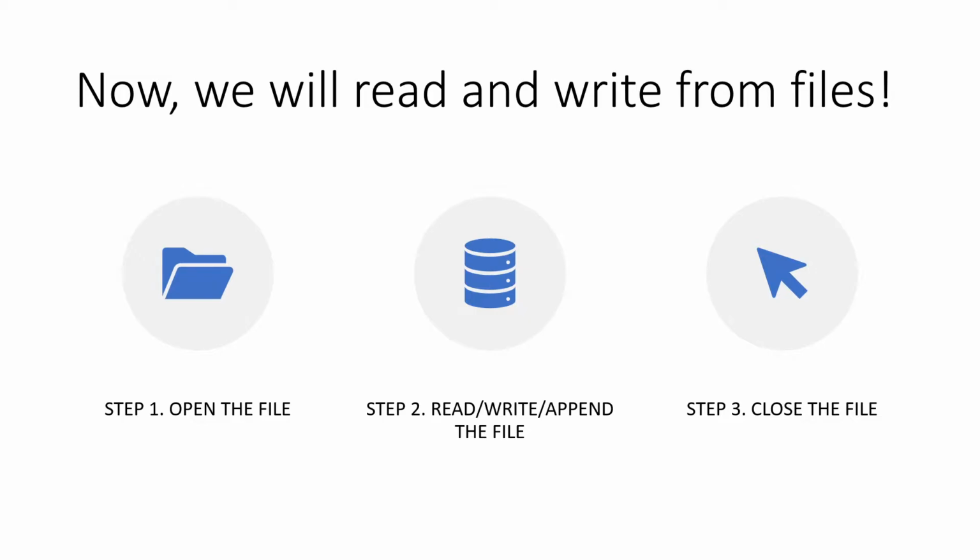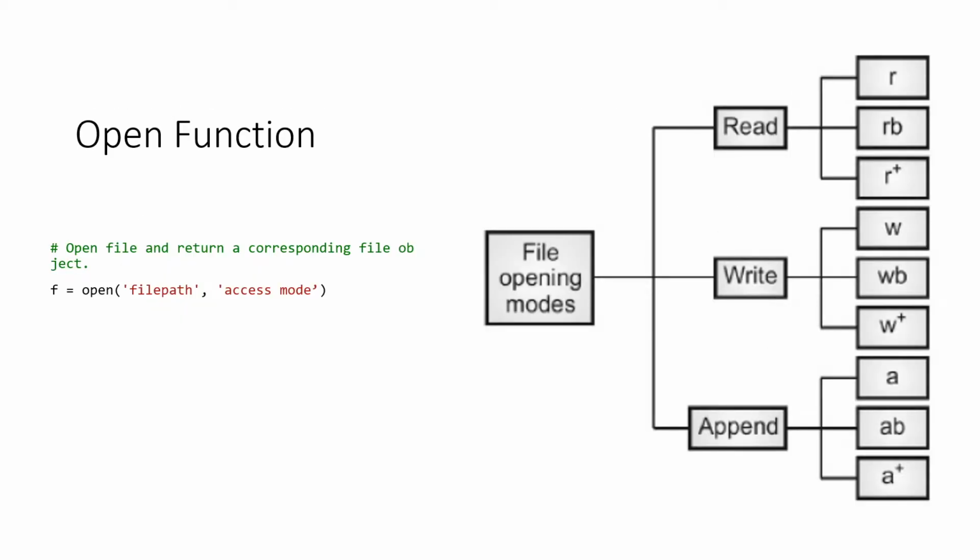The general process for reading or writing from a file is to first open the file, then read, write, or append, whichever operation you need to perform, and then close the file. The open function is pretty straightforward. It takes two main parameters, the file path and the access mode. By default, if you don't include the access mode, we will be reading from every file, but it's always good to include the access mode.